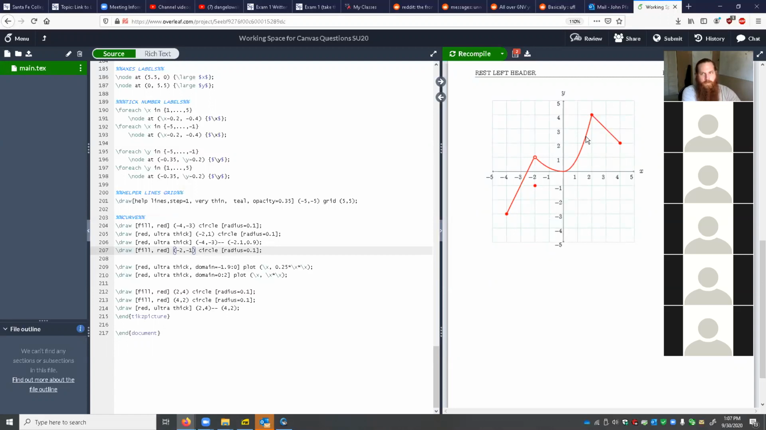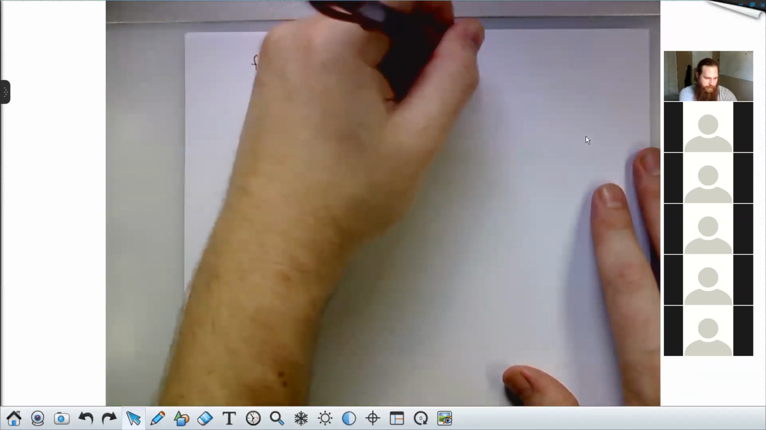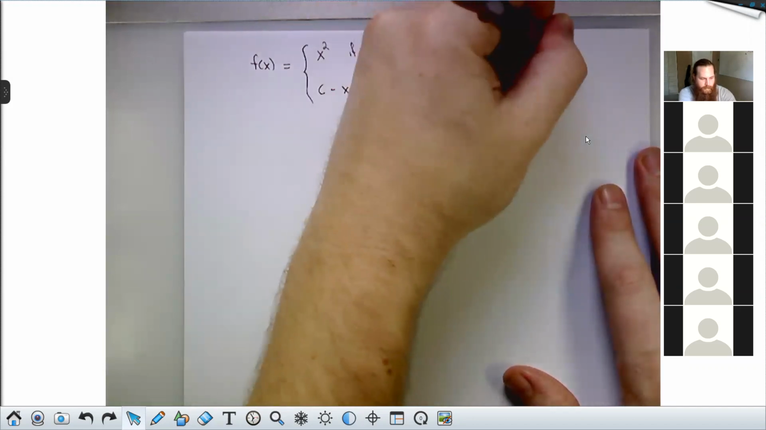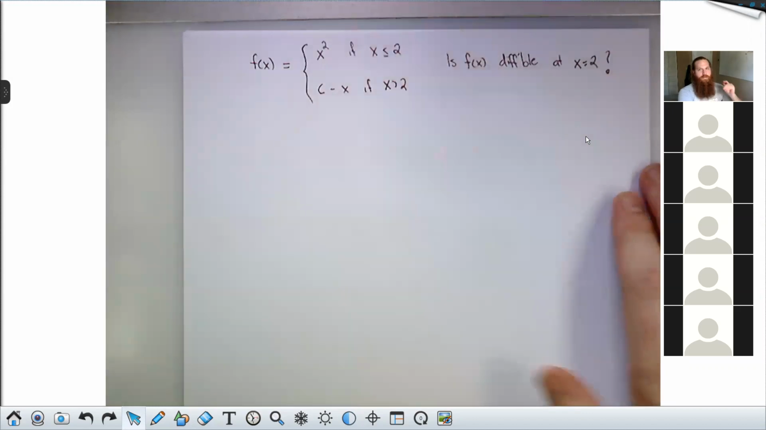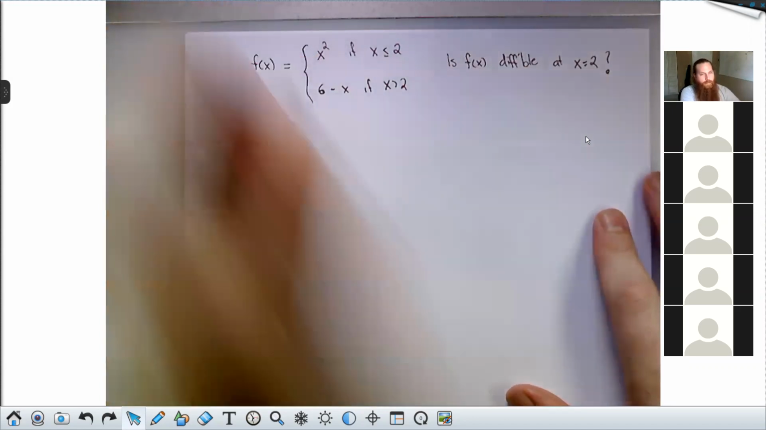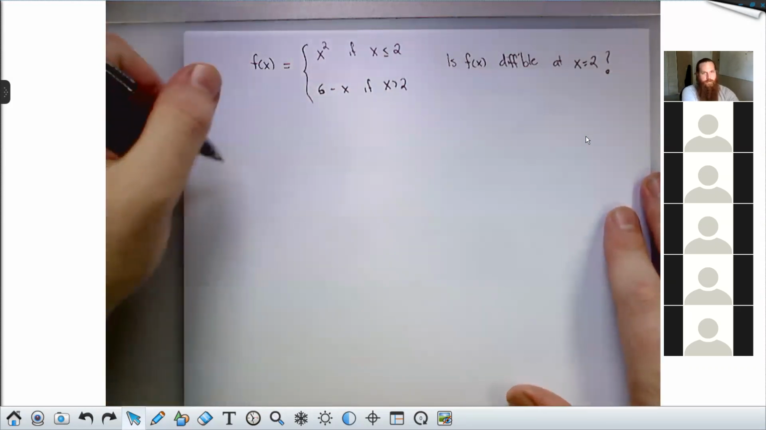And then what would that be? That's slope -1, so we draw 5. So this would be 6 minus x if x is greater than 2. So let's ask whether this f of x is diffable at x equals 2. Same sort of question. This is a 6 minus x down here. And I'll do 12 from homework 5, then 14 from the study guide after this.